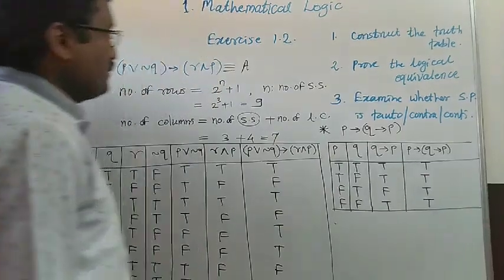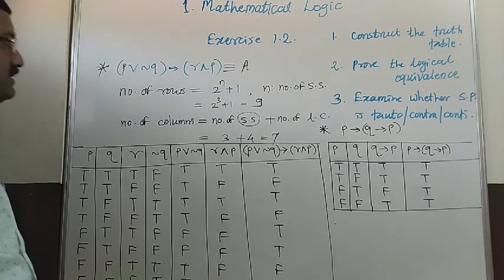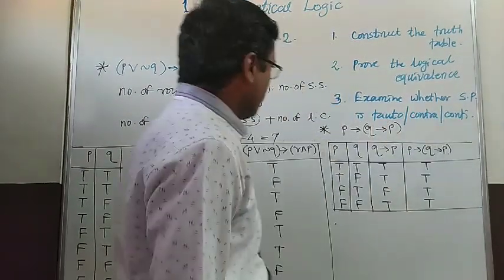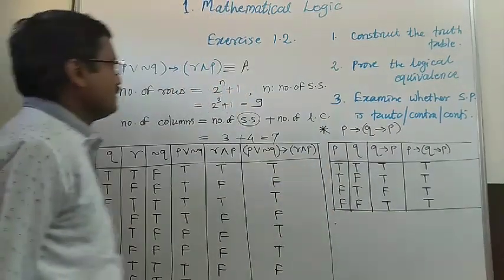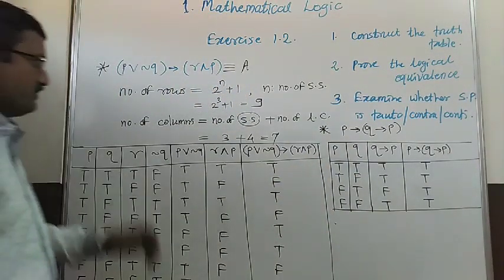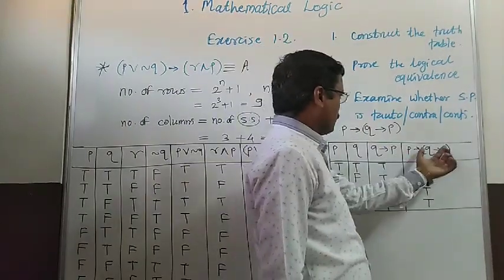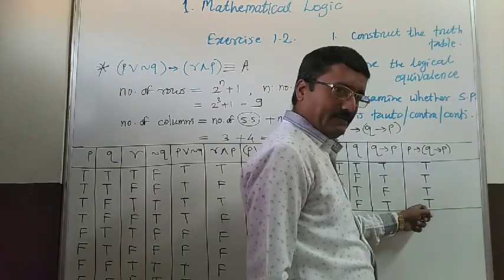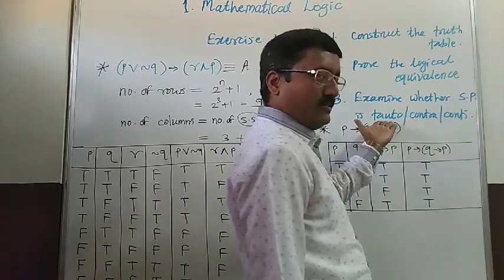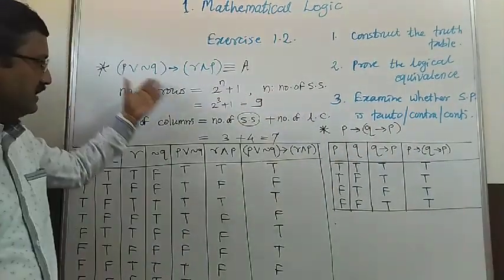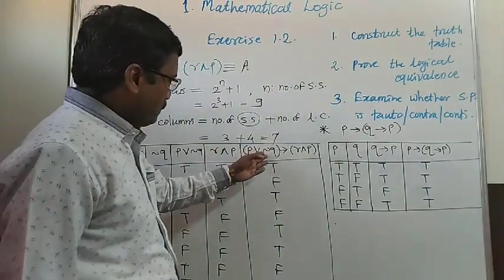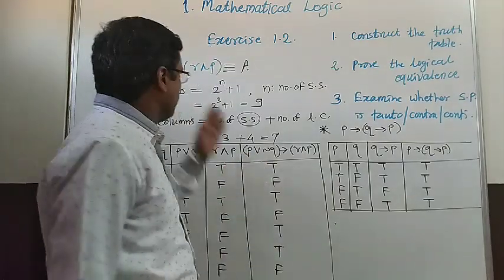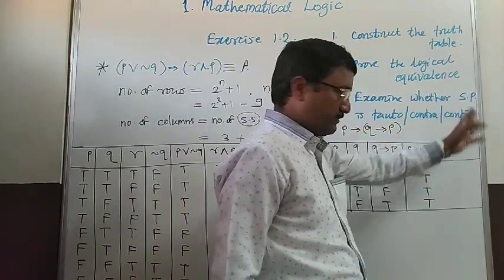But sometimes, the third type asks us to examine whether the statement pattern is a tautology, contradiction, or contingency. Let us check this third type in this first type of examples. After preparation of the truth table, we can conclude from this fourth column that in the column of this statement pattern, all entries are T. So obviously this statement pattern is a tautology. But if you observe the other statement pattern, the entries in its column are some T's and some F's. So this statement pattern is a contingency.